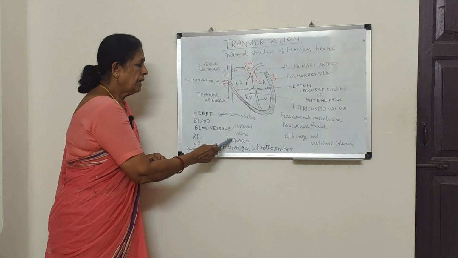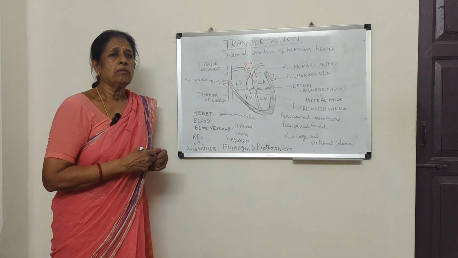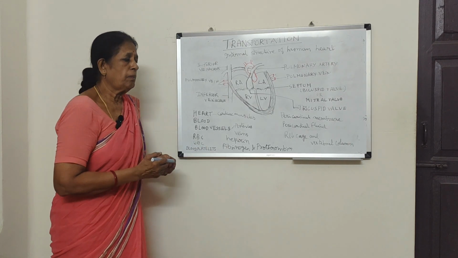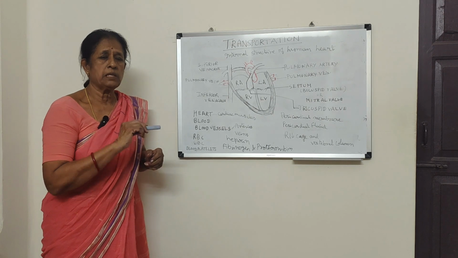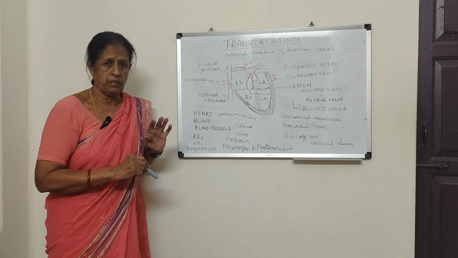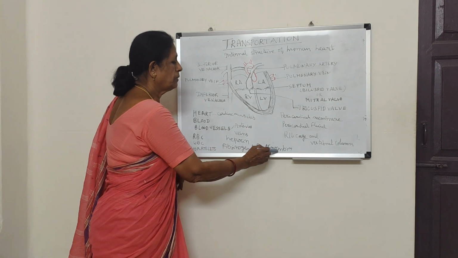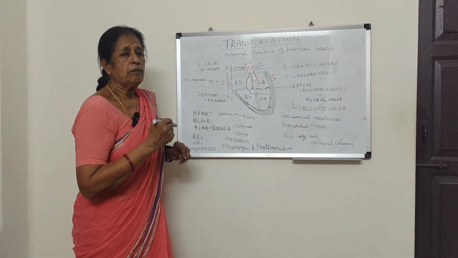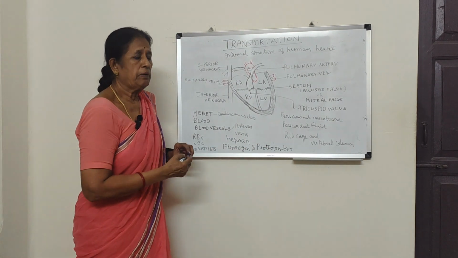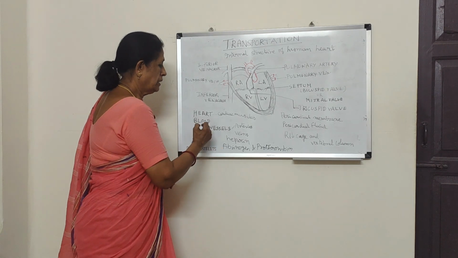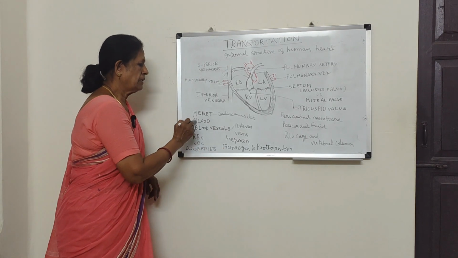Heparin is the substance which prevents clotting of blood during circulation of the blood. During circulation, the blood should not be clotted. So it prevents clotting of blood, and fibrinogen and prothrombin are the substances which help in clotting of the blood when an injury occurs. So these are the important parts in the blood.